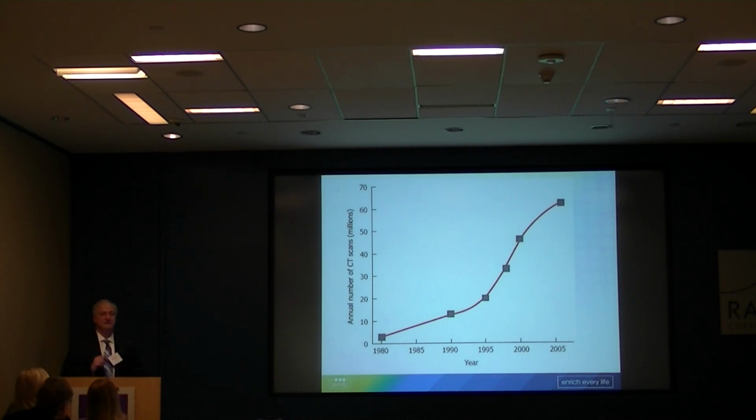I love this slide, and it transitions us into some of the work that I've done at Gundersen. This is the number of CT scans done in the US annually since 1980. Back in 1980, 3 million CT scans of the head, chest, abdomen, and pelvis were done. By 2005, it was close to 60 million, and in 2015, it was 80 million. 80 million CT scans done per year in the US.